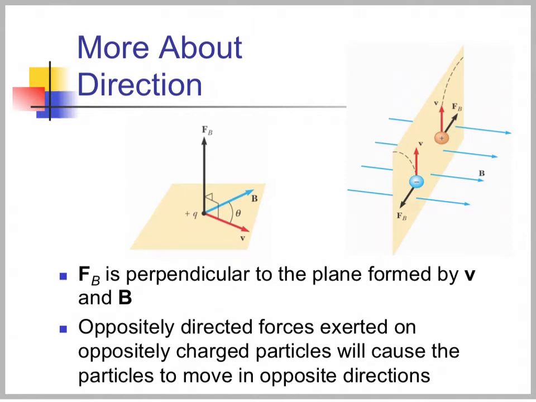So, we need to put this all together. We said F is perpendicular to both the field and the velocity. So if I were to create a plane that consists of the velocity vector and the magnetic field, we know that the force is perpendicular to both of those. And oppositely directed forces exerted on oppositely charged particles cause the particles to move in opposite directions. So a negative charge moving up in this magnetic field experiences a force in an opposite direction than a positive charge.